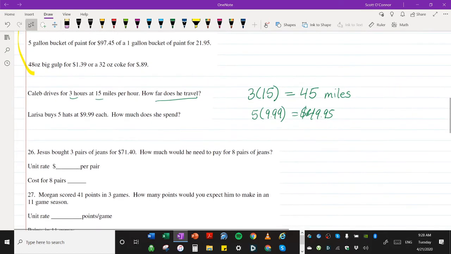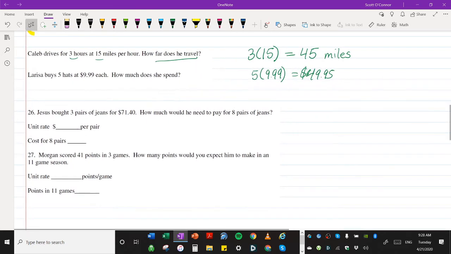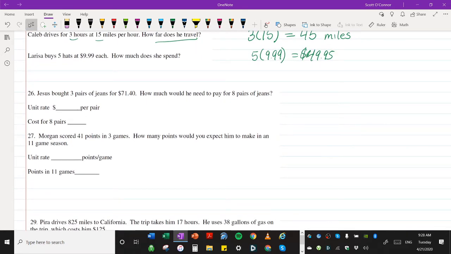All right, so then now we can look at the next two questions, which put together the idea of unit rates and what we just did with Caleb and Larissa there. It says Jesus bought 3 pairs of jeans for $71.40. How much would he need to pay for 8 pairs of jeans? First, you could find the unit rate, this is suggesting, and then using the unit rate, we can find the cost per 8 jeans. So if we want to find the cost per jeans, what do we have to do? Well, we do the cost, which is $71.40, and we divide it by 3.